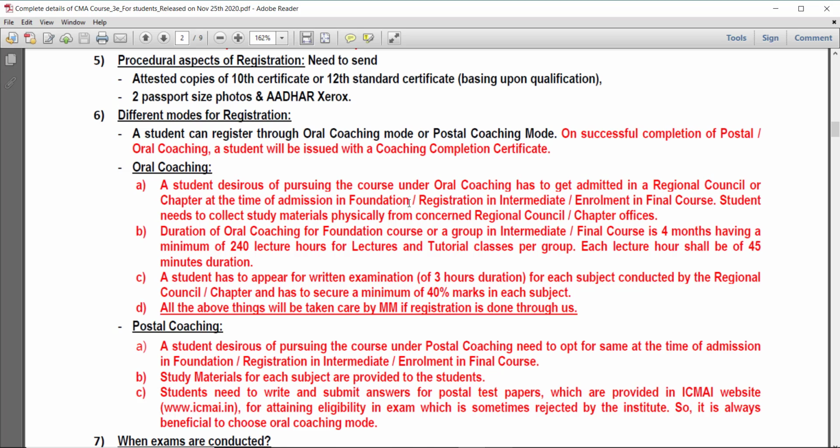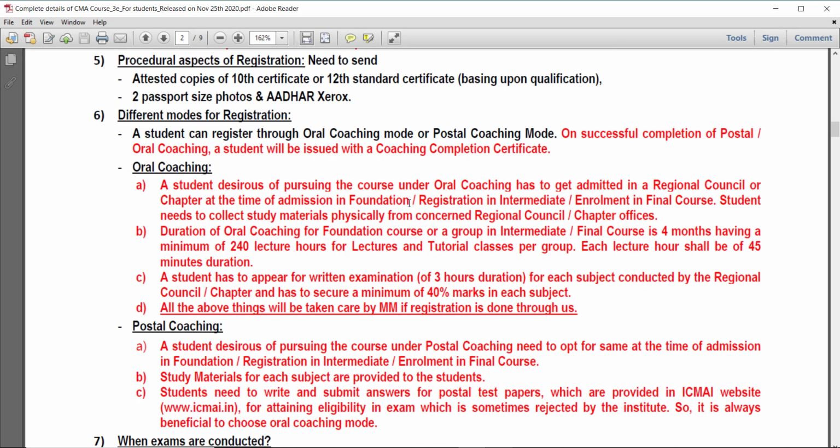Or in this particular pandemic situation, they are even conducting online classes, but they have to attend classes. That is for sure. And after completion of coaching, this oral coaching center or regional council or chapter office will conduct a 3-hour examination for each subject, and one has to secure a minimum of 40% marks in each subject. One who completes this coaching and gets qualified in the examination conducted after coaching will only be eligible to write CMA Foundation exams or CMA Inter exams or CMA Final exams, whatever it may be.